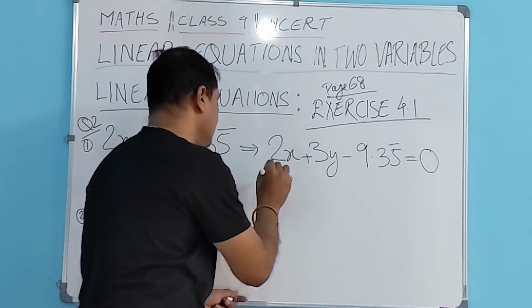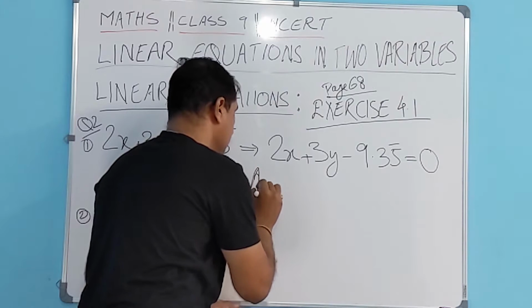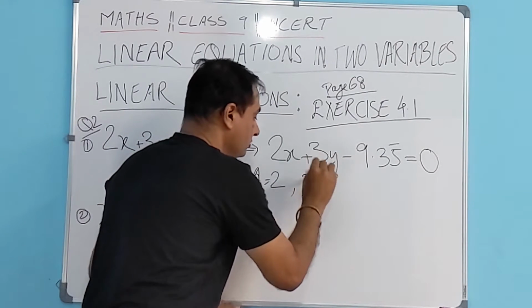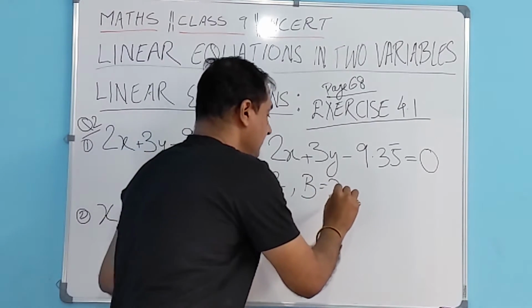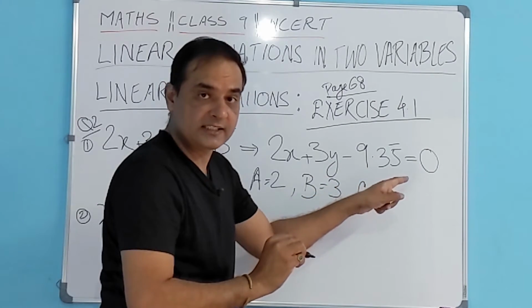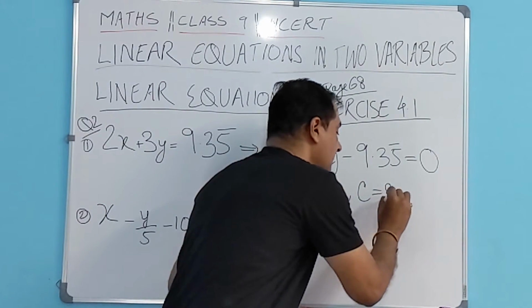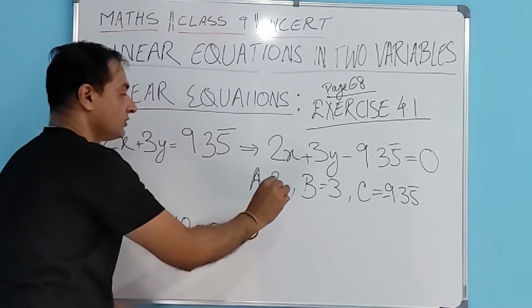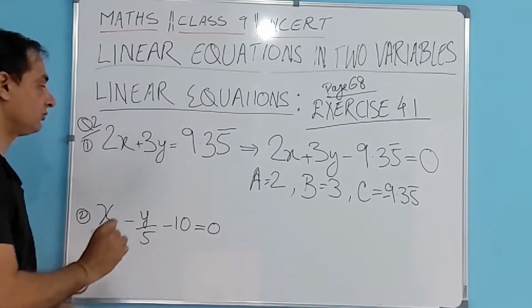So here if we see, a equals to 2, b equals to 3 and c equals to minus 9.35 bar over 5. So this will be the answer for question number 1.